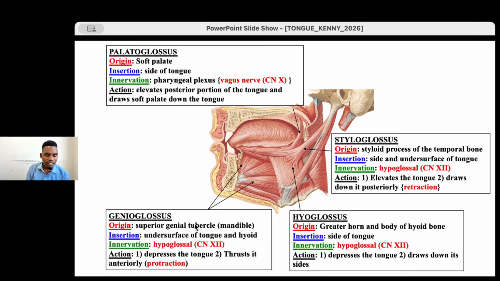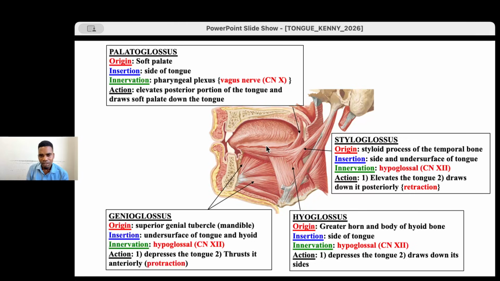Lastly, let's talk about the genioglossus, which is very, very important clinically. The genioglossus is coming from the superior genial tubercle. This genial tubercle, also called the mental spine, is going to insert to the undersurface of the tongue. You see, downside here, undersurface of the tongue.